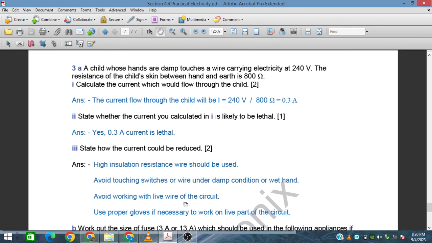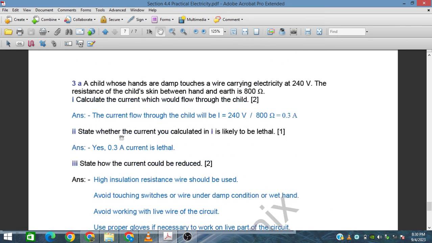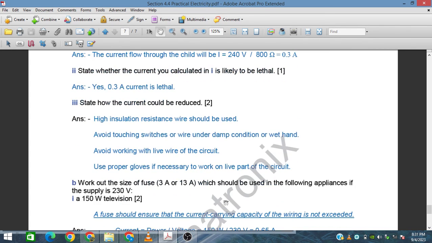Avoid working with the live wire of the circuit. If it's really necessary to work on a live part, use proper gloves. So use proper gloves if necessary to work on a live part of the circuit. So this is the way that current could be reduced.